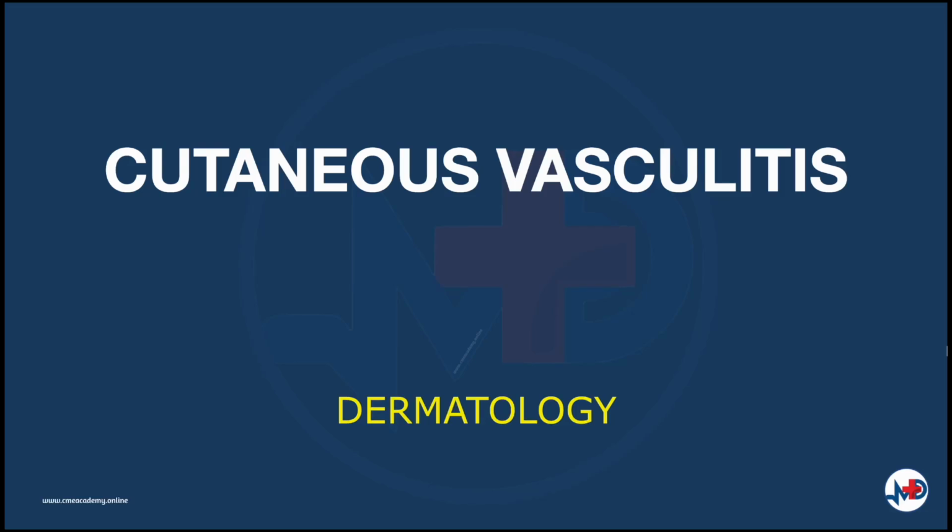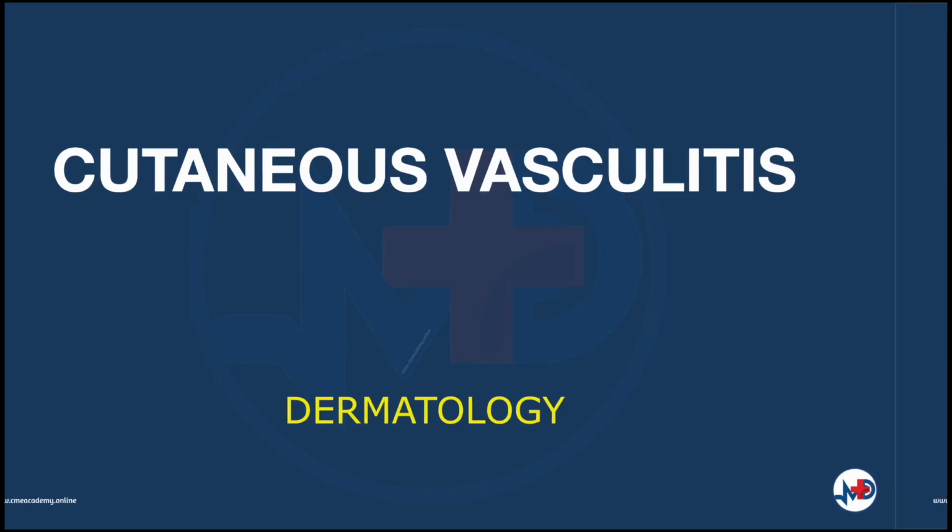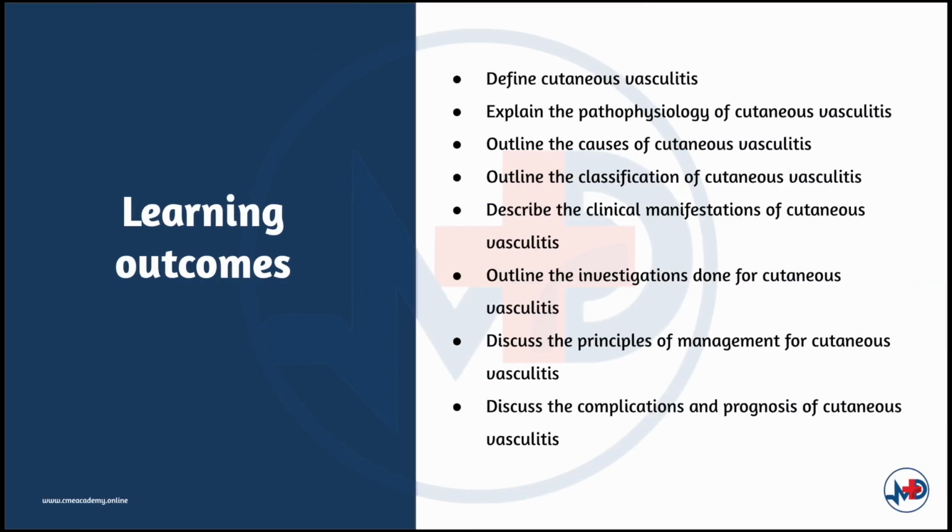Topic: cutaneous vasculitis in the dermatology module. By the end of this topic, you should be able to define cutaneous vasculitis, explain the pathophysiology of this condition, outline the causes and classification, describe the clinical manifestations of cutaneous vasculitis, outline the investigations done, discuss the principles of management, and discuss the complications and prognosis of cutaneous vasculitis.